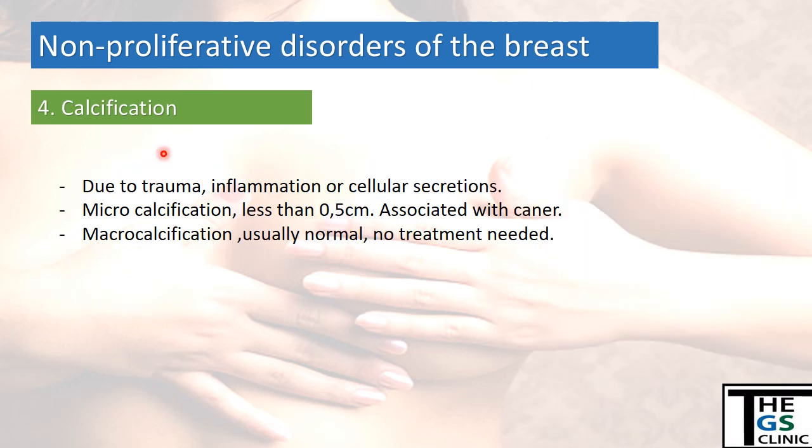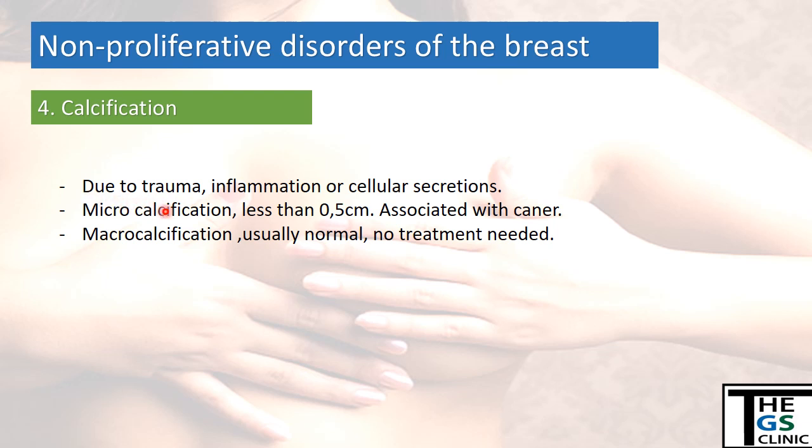We have another condition which is, as we said, there is no proliferation. This is calcification. And what we mean by calcification is deposition of calcium in the breast tissue. The causes of deposition of calcium in the breast tissue might be various. One of them is trauma, induction of the inflammatory response that will lead to fibrosis, scarring, and deposition of calcium as a healing process. Also, it might be part of the cellular secretion and might be part of the aging process.